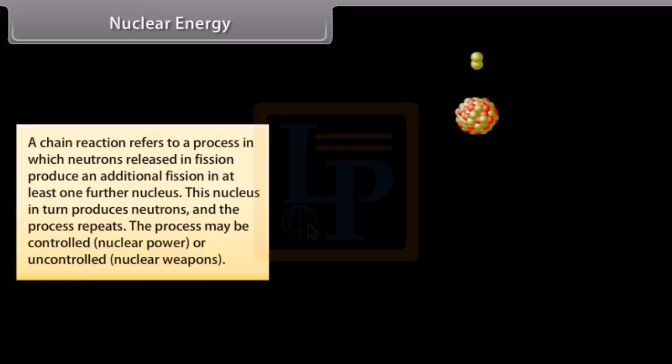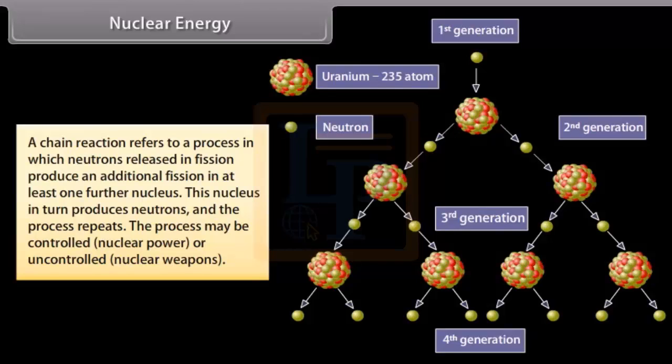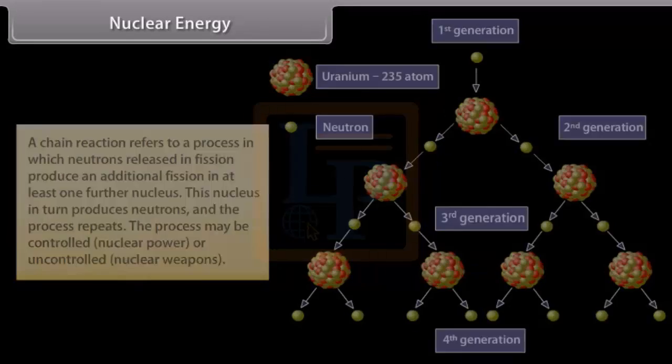Nuclear chain reaction. A chain reaction refers to a process in which neutrons released in fission produce an additional fission in at least one further nucleus. This nucleus in turn produces neutrons and the process repeats. The process may be controlled, that is nuclear power, or uncontrolled, that is nuclear weapons.